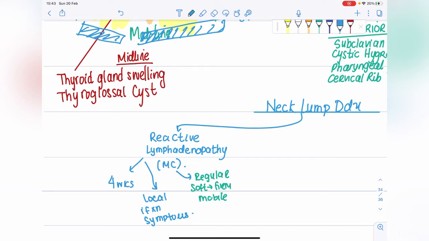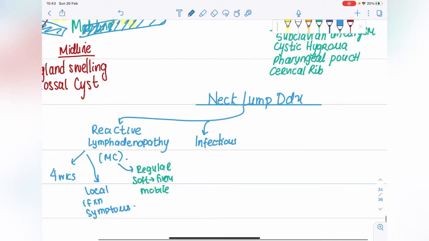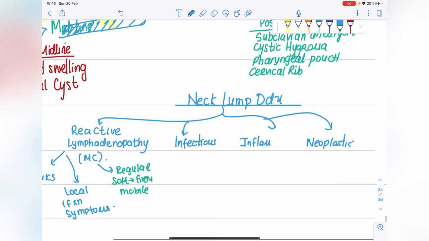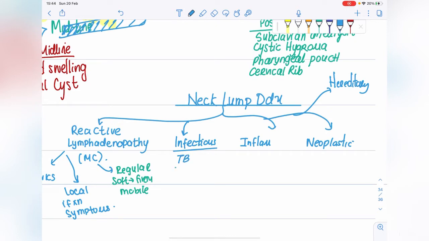Now, when I was talking about the general overview, you can get an infectious neck swelling. You can get an inflammatory neck swelling. You can also get a neoplastic neck swelling, and you can also get a congenital neck swelling. In fact, most medical presentations can be divided into these categories. Okay, is it infectious, inflammatory, hereditary, neoplastic?